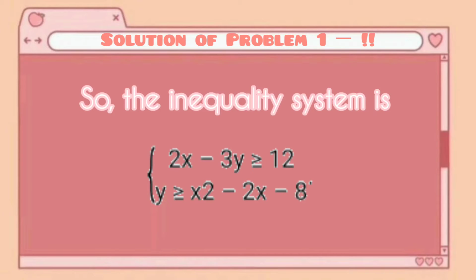The inequality system is 2x - 3y greater than or equal to 12 and y greater than or equal to x squared - 2x - 8.